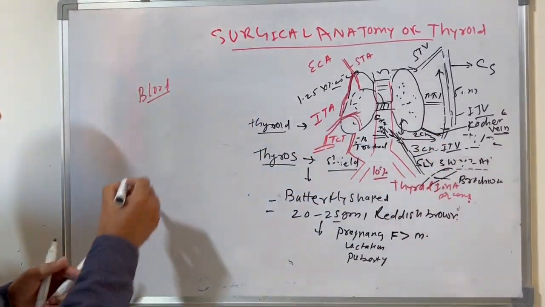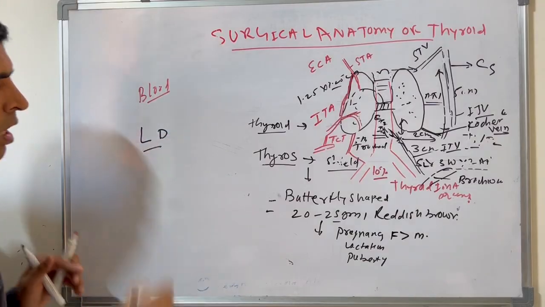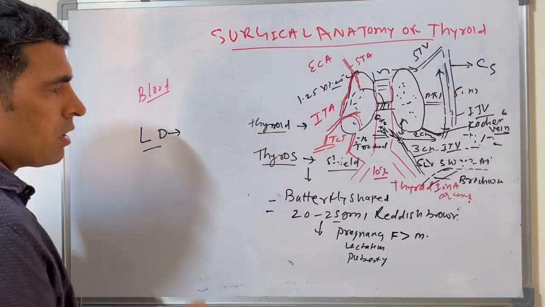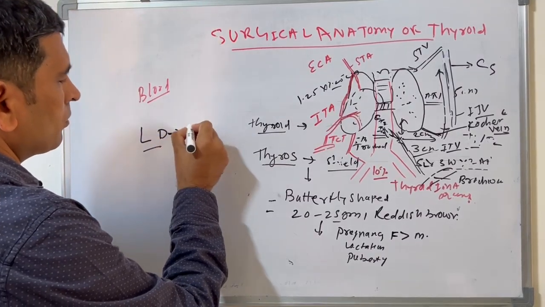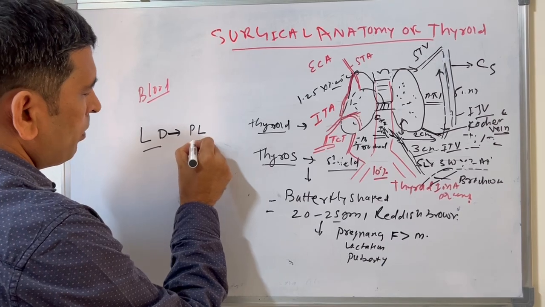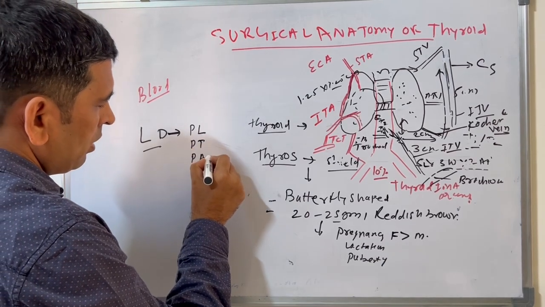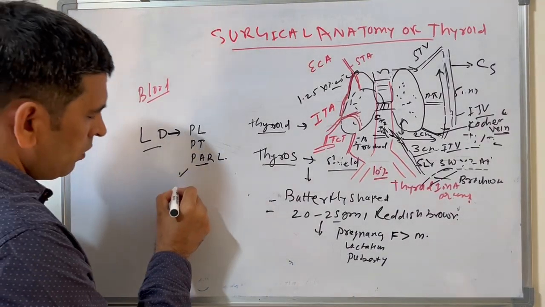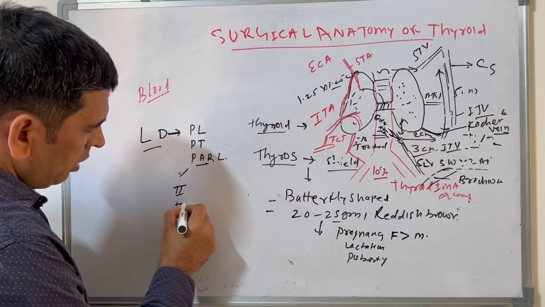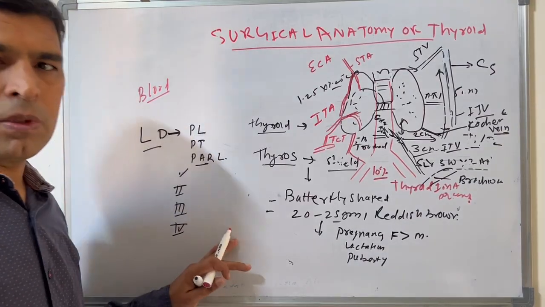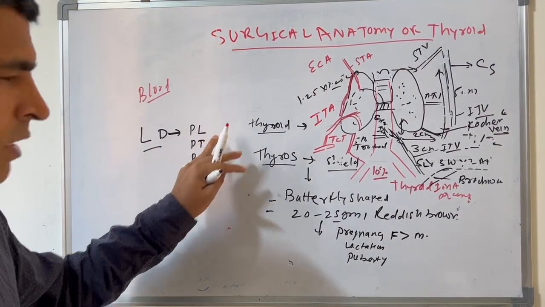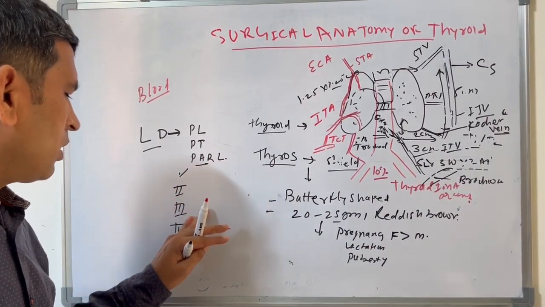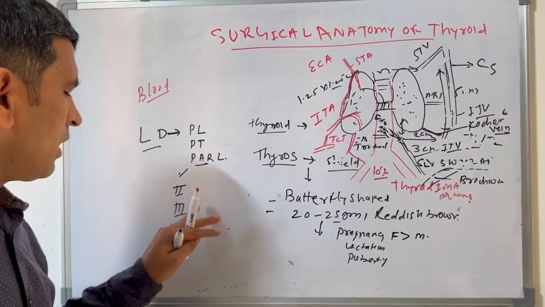Now lymphatic drainage. Lymphatic drainage of this thyroid is to the prelaryngeal lymph node, pretracheal lymph node, and paratracheal lymph node, and that ultimately goes into the second, third, and fourth level of the lymph nodes. So prelaryngeal, pretracheal, paratracheal lymph nodes going into levels two, three, and four.